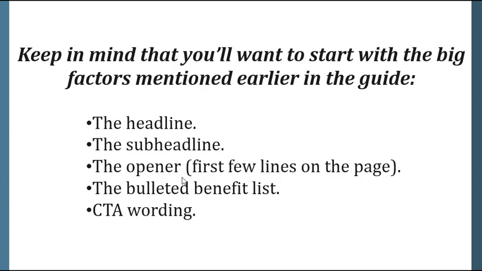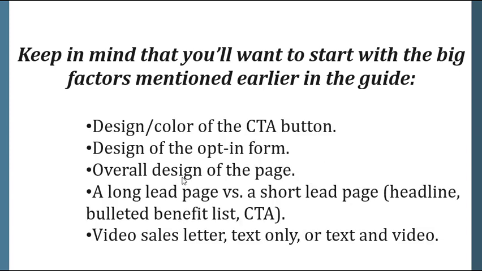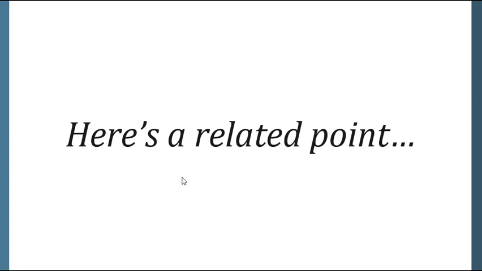Now, keep in mind that you'll want to start with the big factors mentioned earlier: the headline, the subheadline, the opener, first few lines on the page, the bulleted benefit list, CTA wording, design or color of the CTA button, design of the opt-in form, overall design of the page, a long lead page versus a short lead page. That's the headline, bulleted benefit list, CTA, and then video sales letter, text only or text and video.